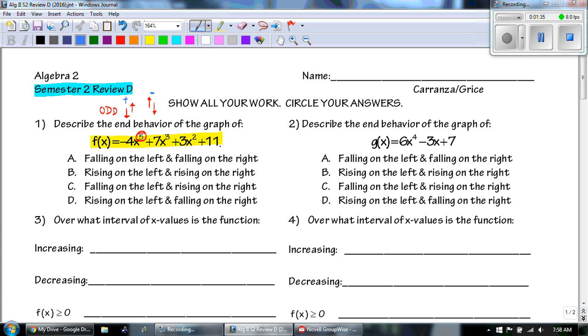So, it is not falling on the left, so I can get rid of the first one. It's not falling on the left and rising on the right. It's rising on the left and falling on the right. Okay?